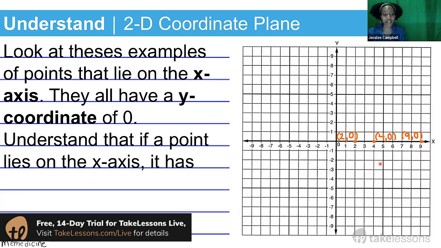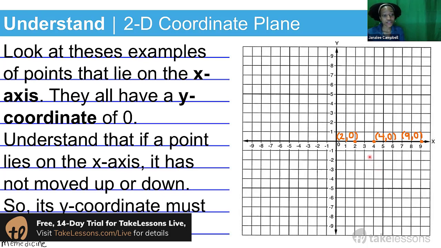Understand that if a point lies on the x-axis, it has not moved up or down, okay? So its y-coordinate value, again, must be 0. So you have no vertical movement of any of these points.